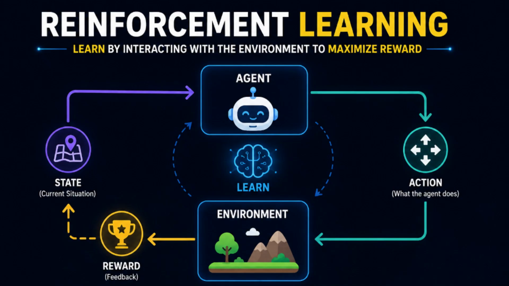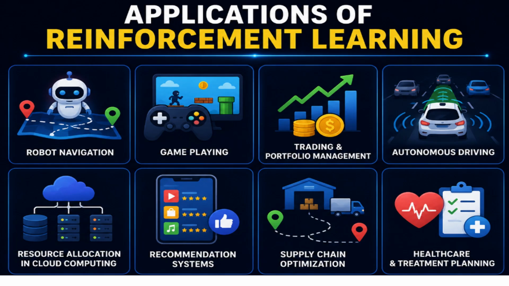The environment responds by giving a reward if the action is good, or a lower reward or penalty if it is not. Using this feedback, the agent learns which actions lead to better outcomes. By repeating this process again and again, the agent gradually improves its strategy and learns to maximize the total reward.